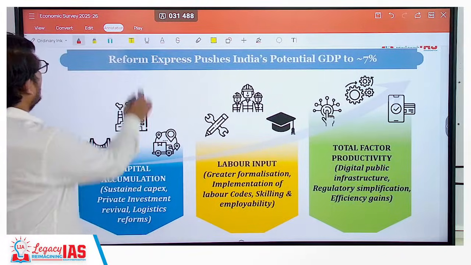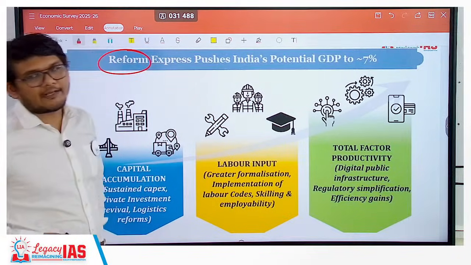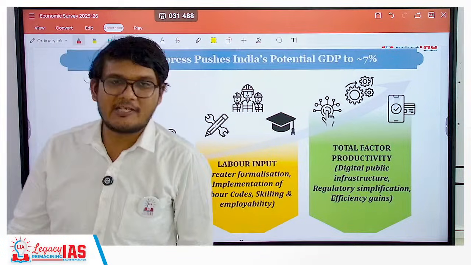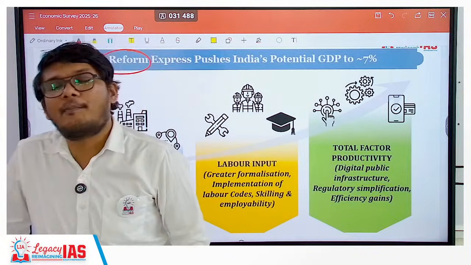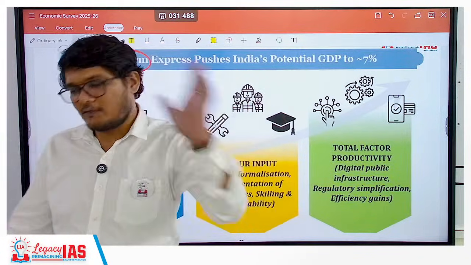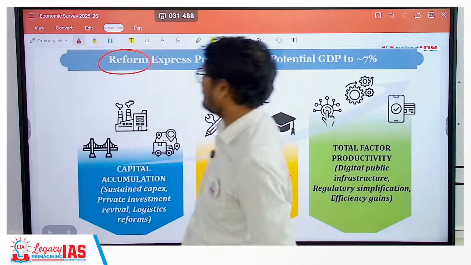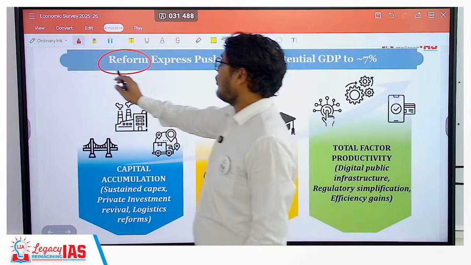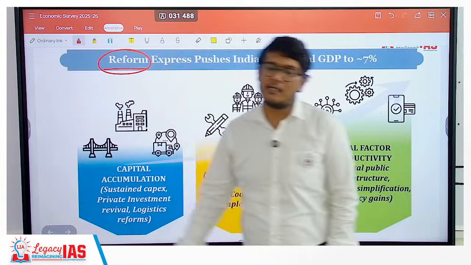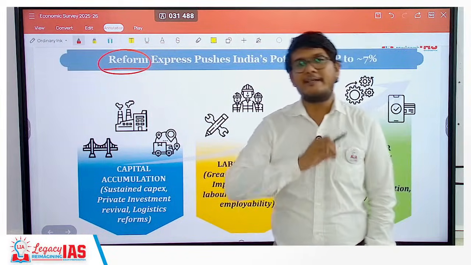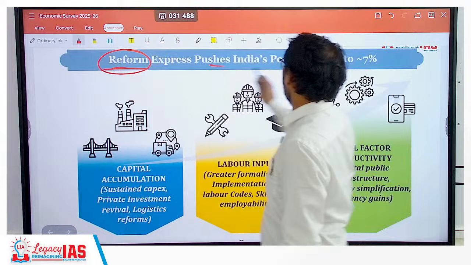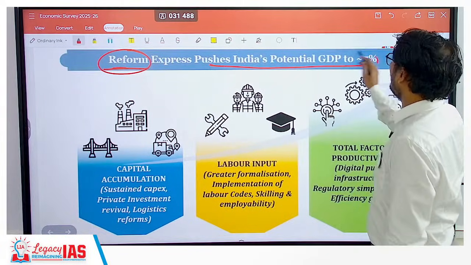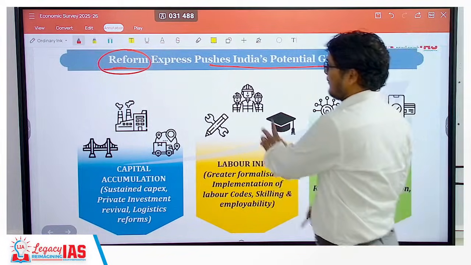Now, another important point that the survey has talked about throughout its chapters is about the reforms. In fact, the last slide is also about the reform. This is not the last slide, of course. There's a lot of time. We have to discuss a lot of chapters. But yes, there have been hundreds of reforms that the economy has brought in, and a lot of them have been implemented as well. So if you look at the reforms which have pushed India's potential GDP to approximately 7%, let us have a look at them.